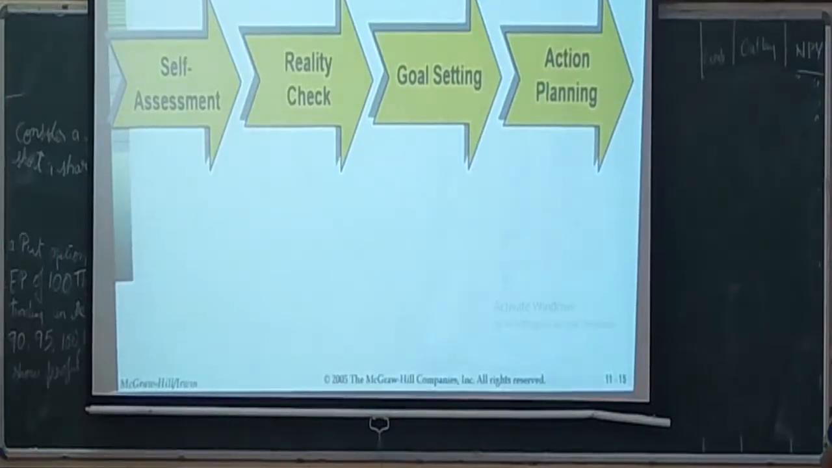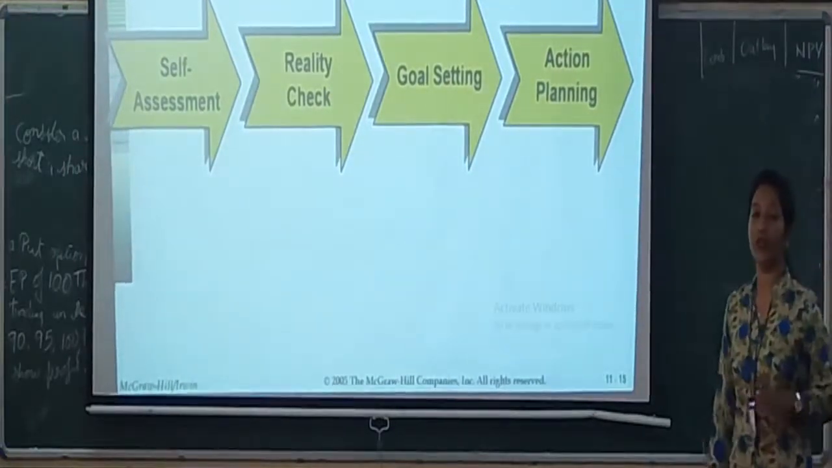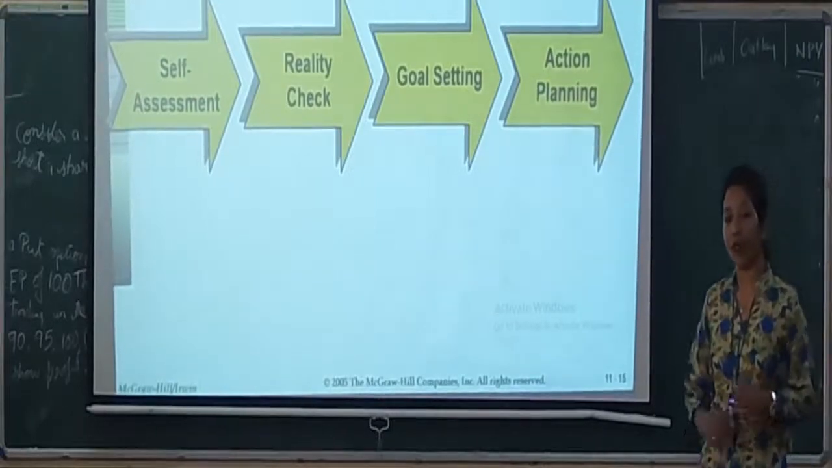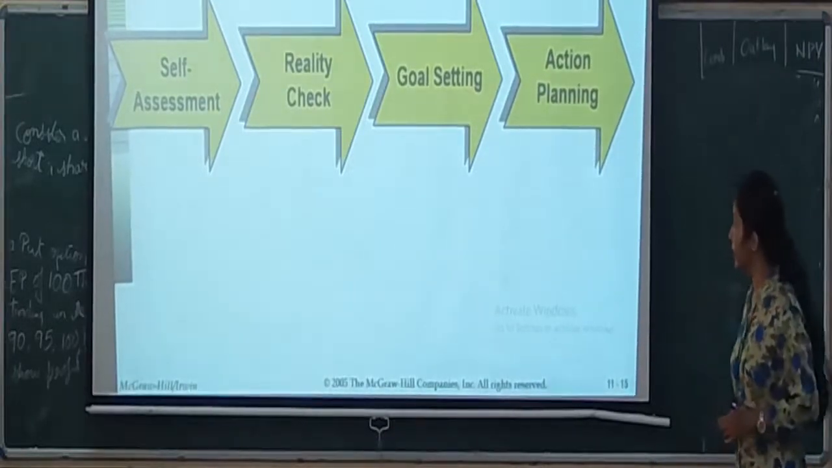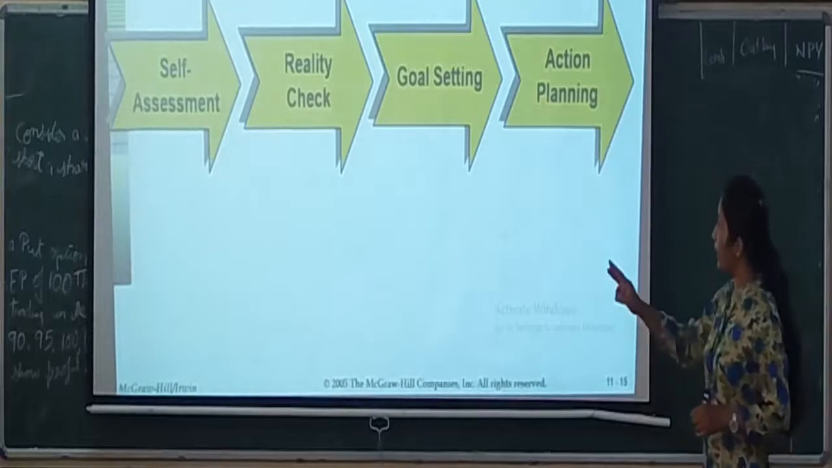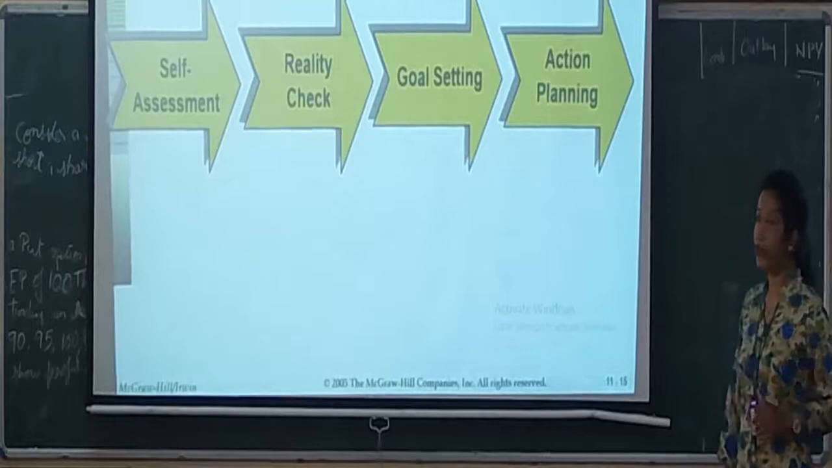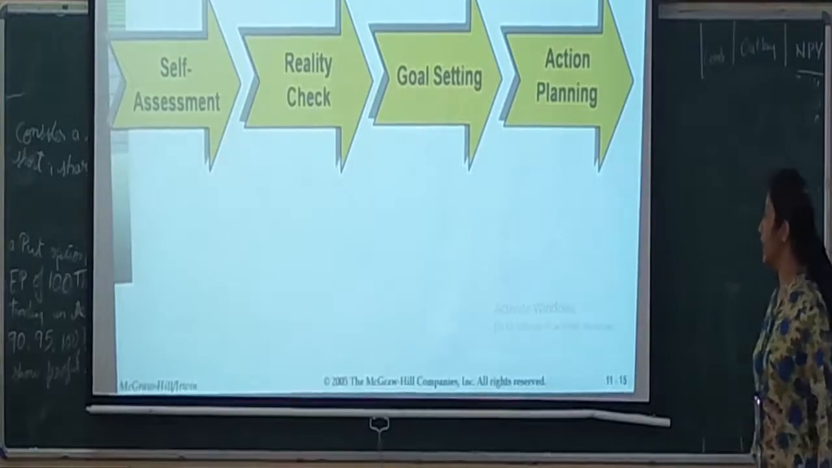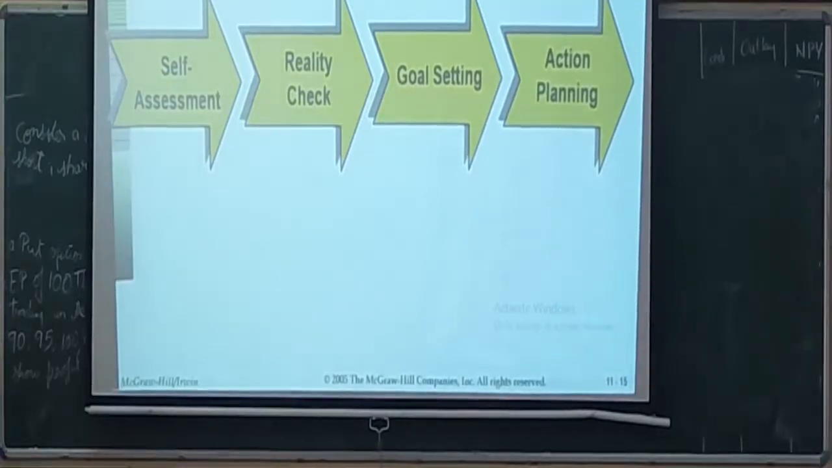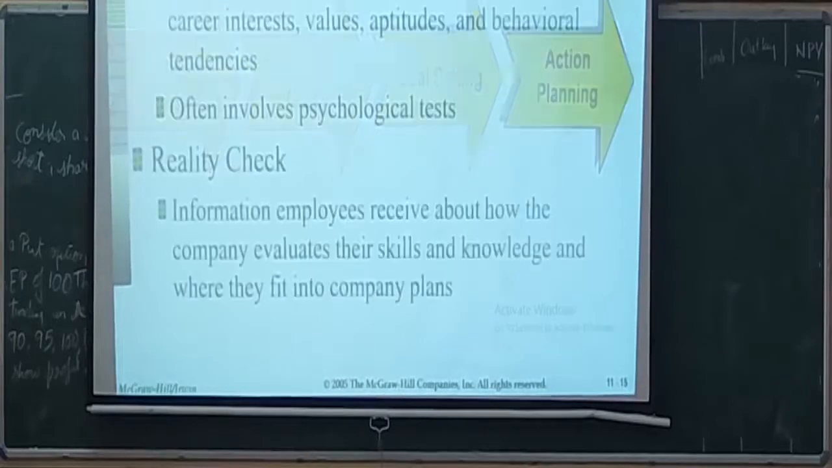Now this is the career management cycle or process that you can use in order to manage the career appropriately, wherein there are 4 dimensions that you need to take care of: self-assessment, reality check, goal setting, and action planning. What is it that you do in each of these?